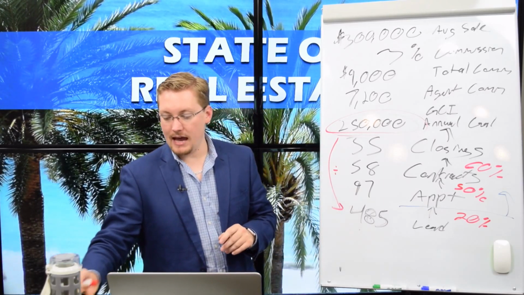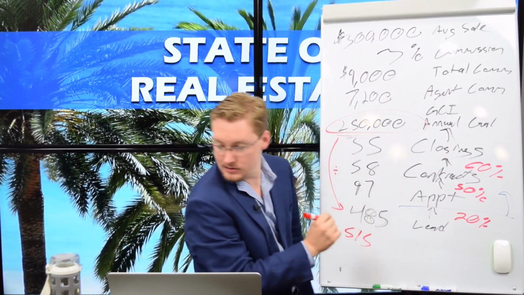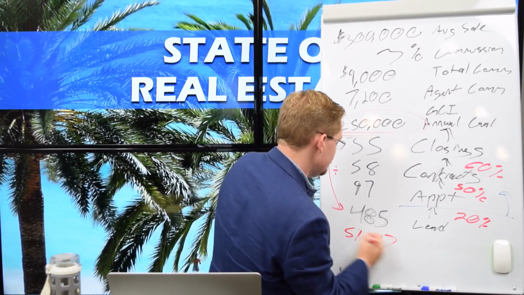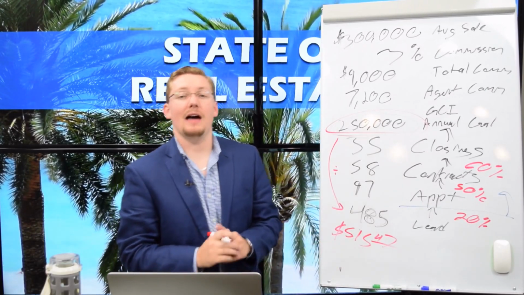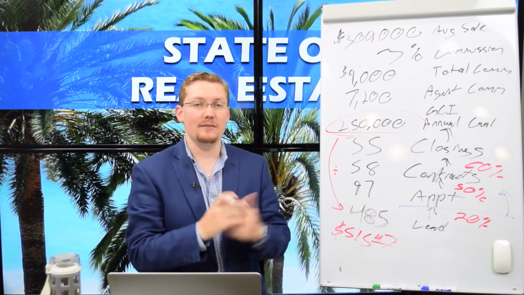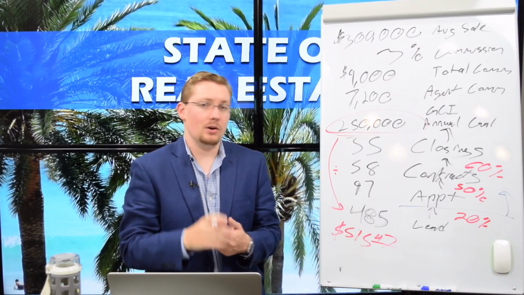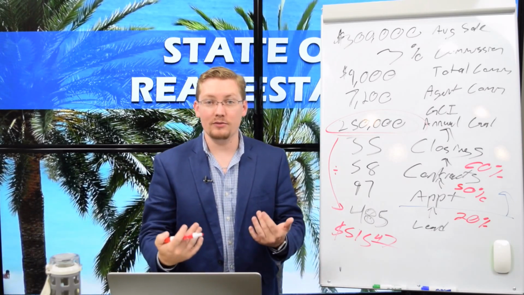With this math, that breaks down to each lead being worth $515.47. So if each lead is worth $515.47, that gives you a lot of room. If you're bidding $50 per lead on Zillow, or maybe even $100 per lead, you might say to yourself, wow, this is a lot of money.